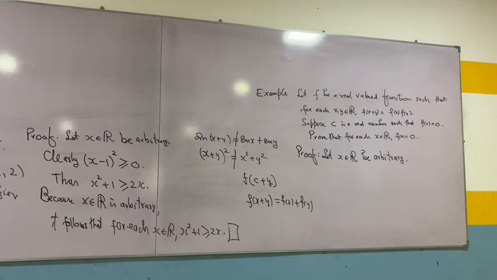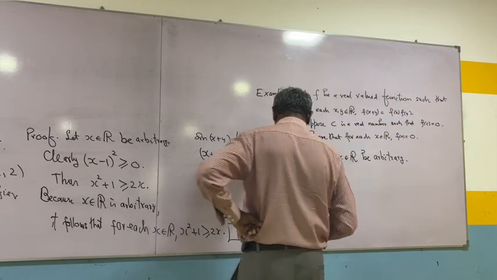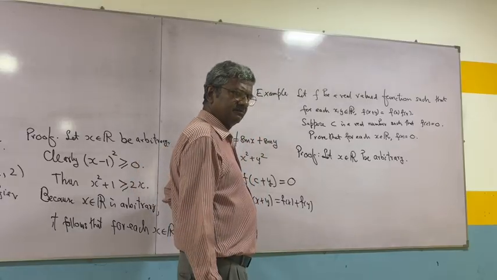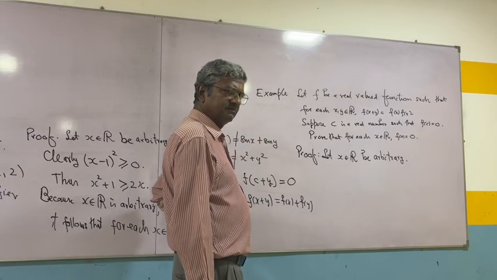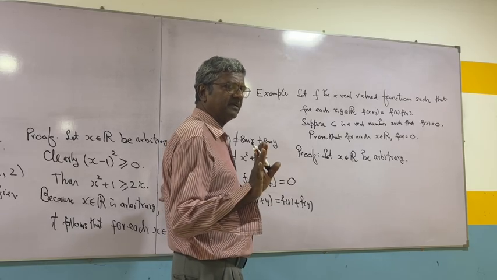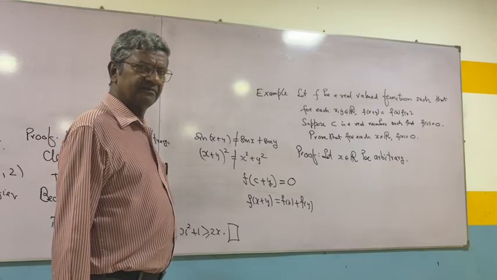So we get f(c + y) equals 0. Yes. Substitute 0. So we can take y to be any arbitrary number. No matter what y is, it always becomes 0. So you can say f(c + y) equals 0 regardless of the value of y. Yes.